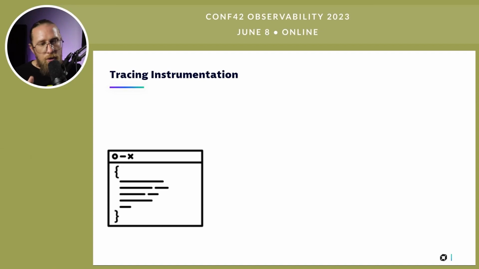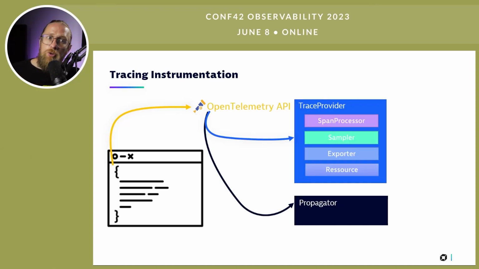So if I want to build my traces in Go or Java or Node or whatever language, I will have a couple of objects that will be common to all of the SDKs of OpenTelemetry. So first, if I want to build traces, I will add the OpenTelemetry API. From there, I will be able to create one trace provider. So the trace provider is basically the component that will help me to build my traces. And you can see that there are various objects involved.